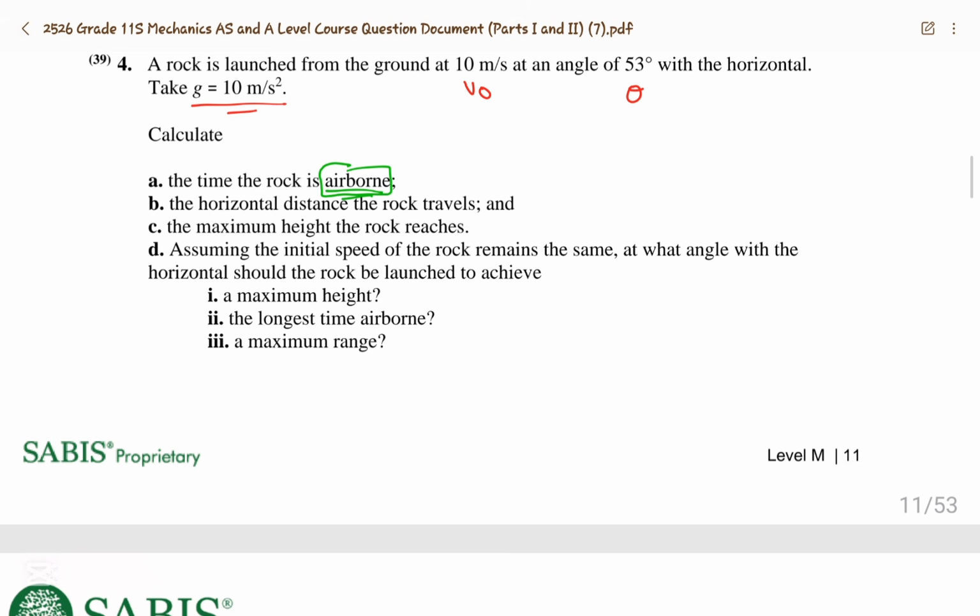So here, there are many ways to do it. I could use this way, for example, delta y equals minus 1/2 g t squared plus v0 sine theta t, right? And I can find the time.